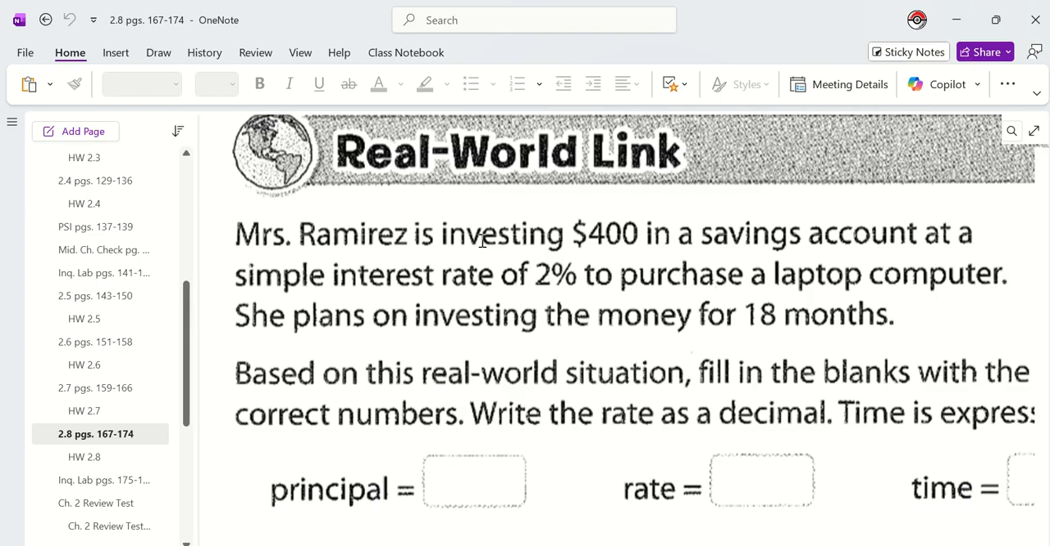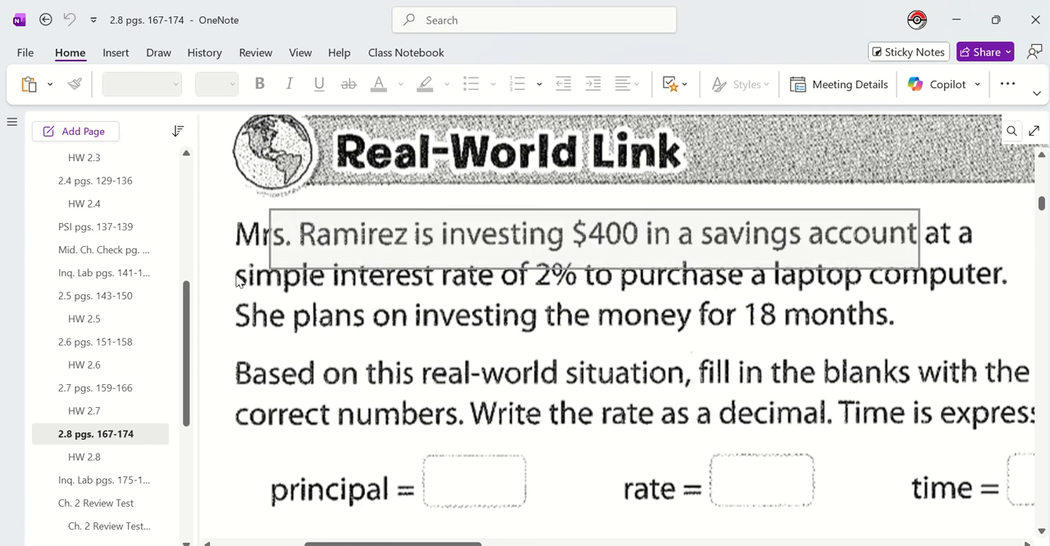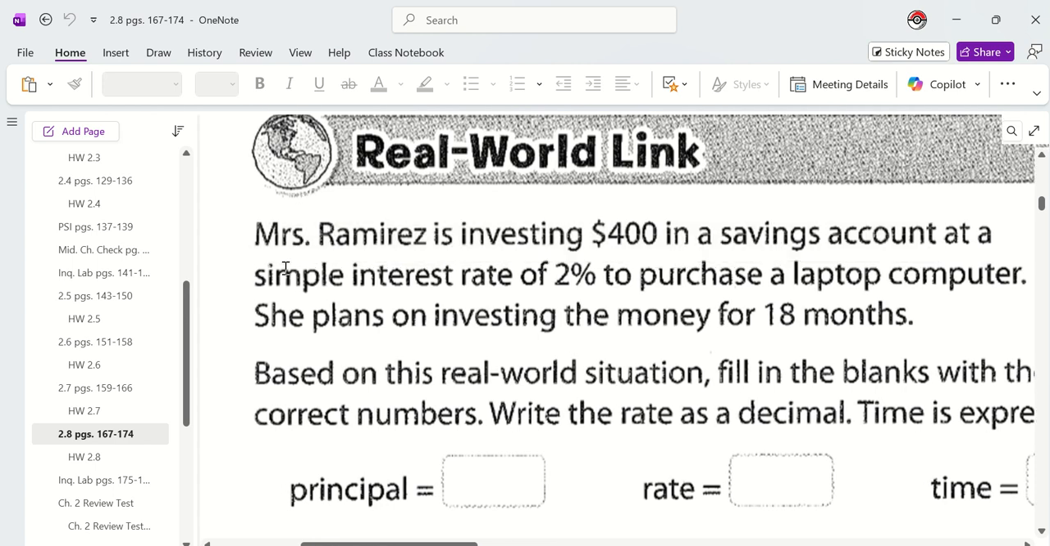She's putting $400 into an account or investing it in a company or something like that, depending on what the question says. Right here it says a savings account. So she's depositing or investing $400 into a savings account at a simple interest rate of 2%. So that means every year that it stays in that account, she's going to get 2% of her money paid on top of it. She wants to purchase a laptop. She plans on investing the money for 18 months. Okay, and this is where we have to think critically.